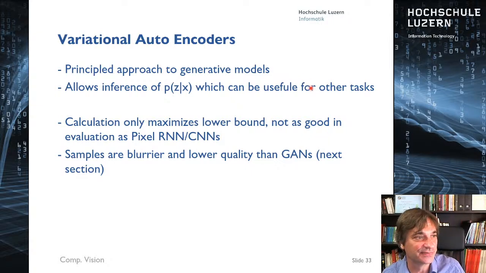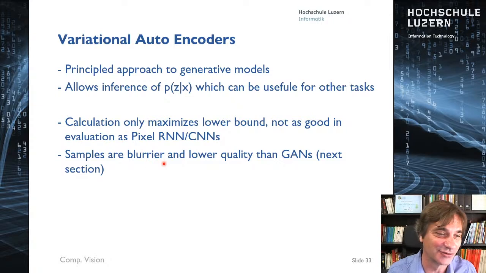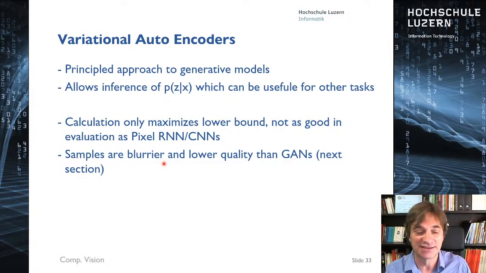Okay, so the variational autoencoder is an approach for generative models, and it allows the inference of that probability distribution. With the math, it can calculate only a lower bound. So it turns out that the samples are a bit blurrier and of lower quality than the next approach that we'll see. But there are also other areas, like audio processing, where variational autoencoders are used.